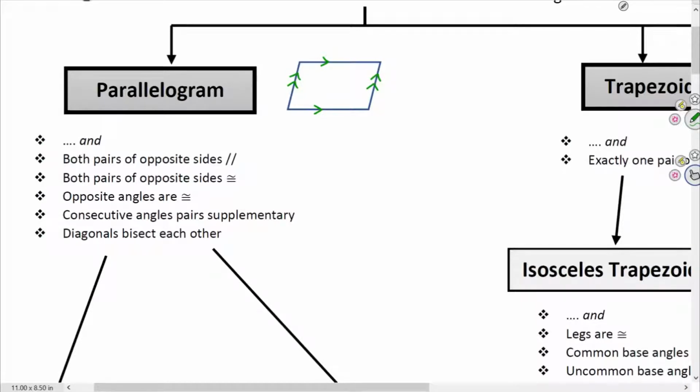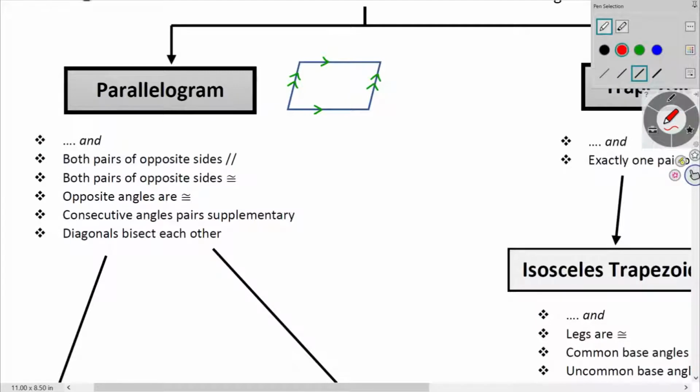Now the other properties, these other 4 down here, we've actually proved back in Module 1. We had a day to prove some properties about quadrilaterals using triangle congruence, and that's what these are. So we proved way back in Module 1 that the opposite sides are congruent, the same length. We proved that the opposite angles are congruent.